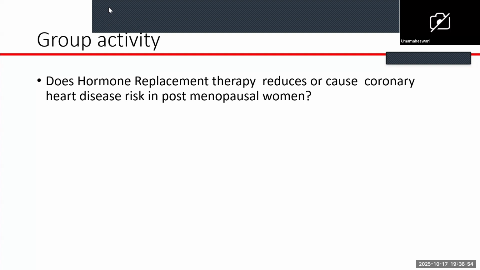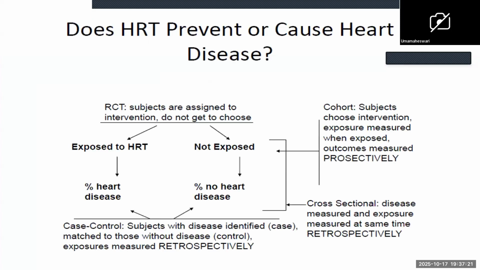Again, if it is an RCT, you take a group of postmenopausal women and divide them into two groups, one going to receive hormone replacement therapy and the other not. You can compare the outcome. So you are intervening. So does hormone replacement therapy prevent heart disease?